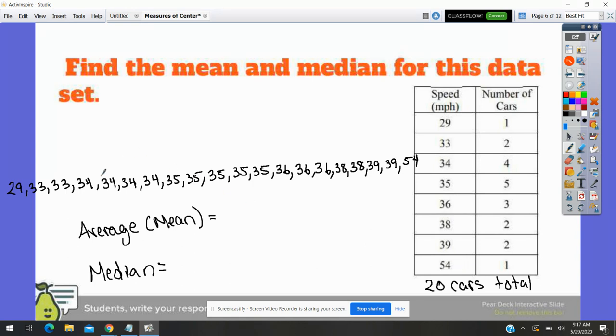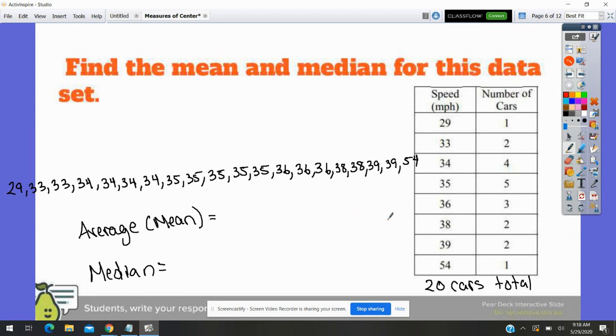Okay, so if we're going to calculate the mean, we have to add all this together and then divide by 20, which is the total amount of cars. So that's what I'm going to do here. 29 plus 33 plus 33 plus 34 plus 34. I might make a mistake. 1, 2, 3, 5, plus 36. So you guys can pause this and do this yourself. 39 plus 39 plus 54. And then I'm going to divide by 20.